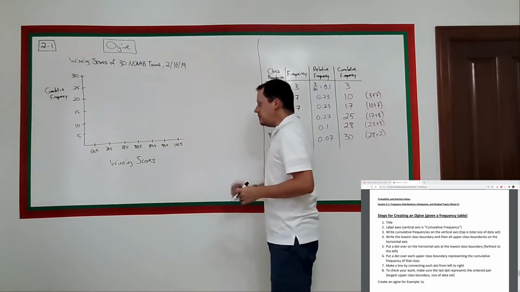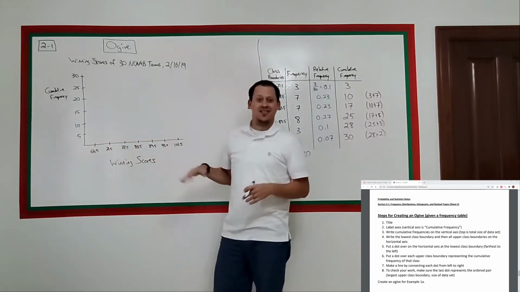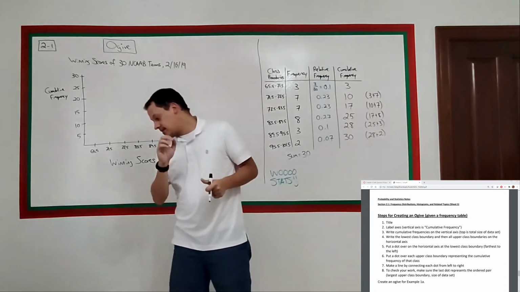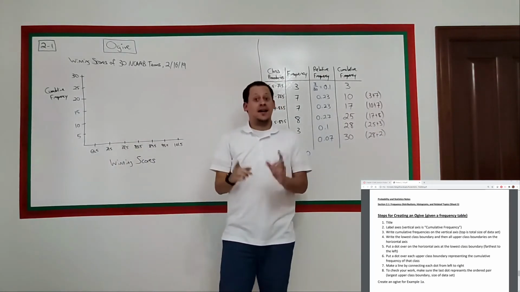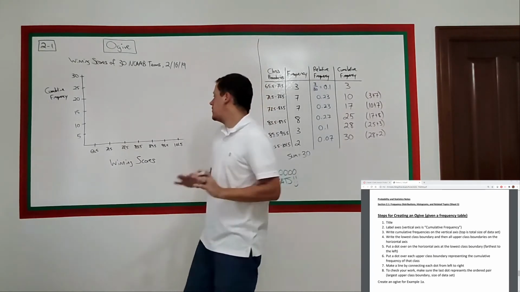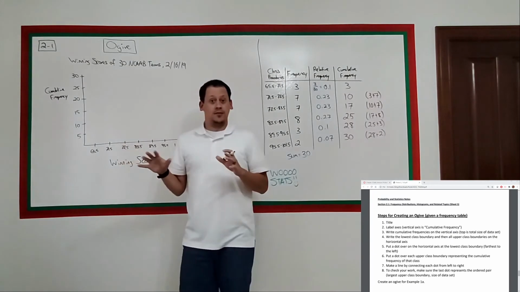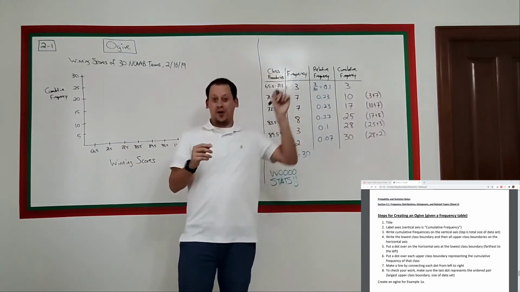Cool. So we've got our title, axis labels, and axis scales done. That's steps 1 through 4. So, as I said before, this is a line graph, not a histogram. So we're not going to be drawing bars, we're actually going to be making a line, but we need to put the points to tell the line where to go.